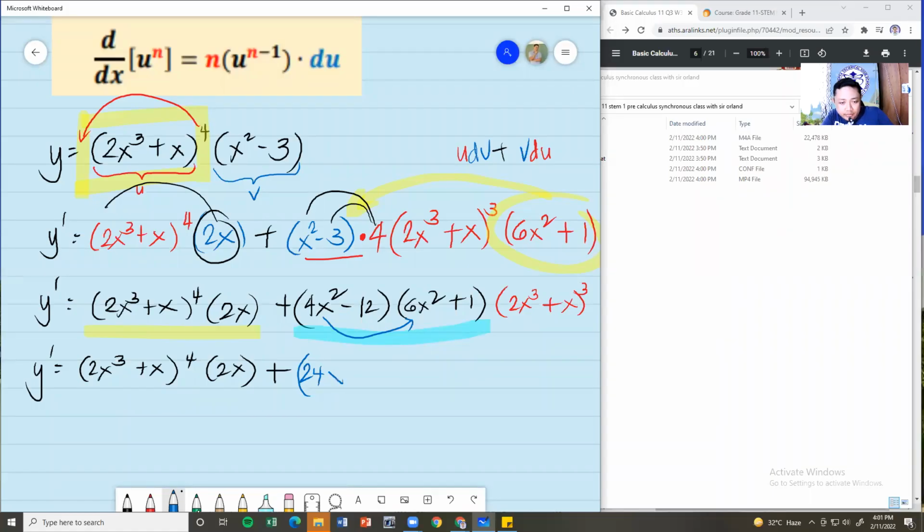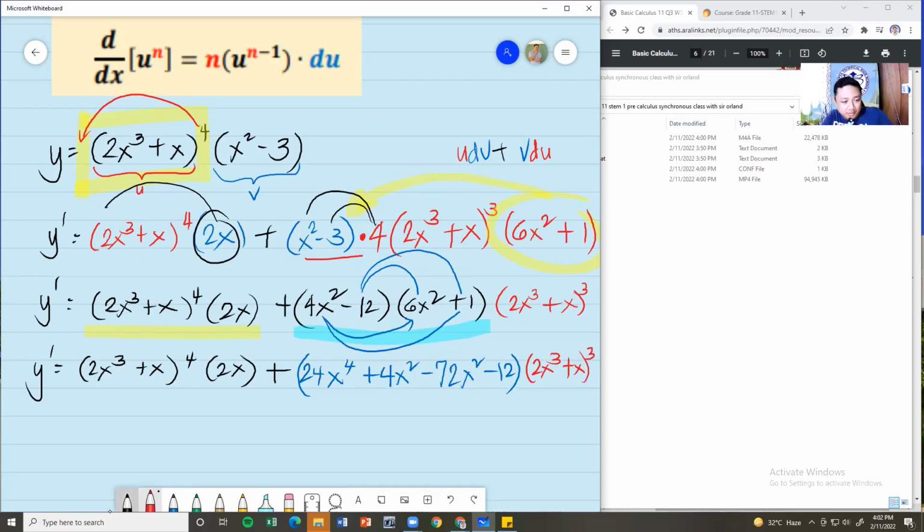x raised to 4. And then, outer plus 4x squared. And then inner, minus 12 times 6. That becomes 72. Tama ba? Correct me if I'm wrong. That's 72x squared. And then, that becomes minus 12. Can you follow? And then, this will be times 2x cubed plus x raised to 3.